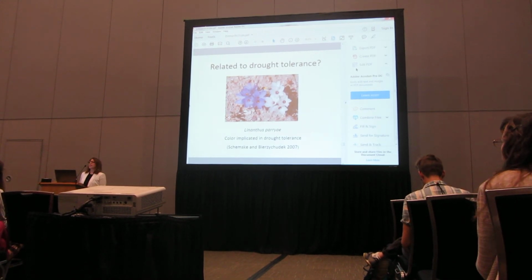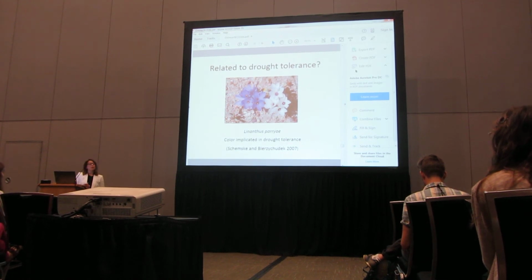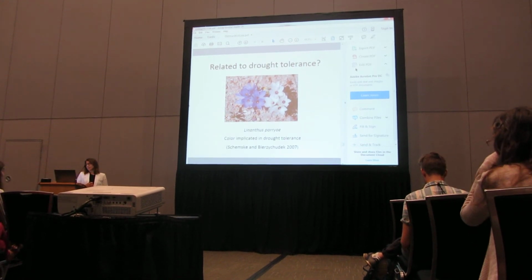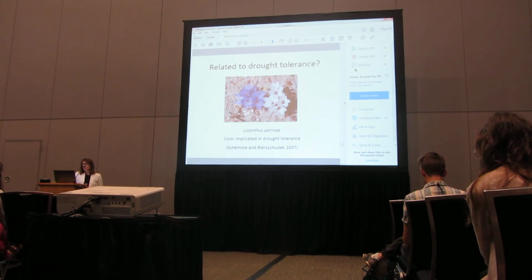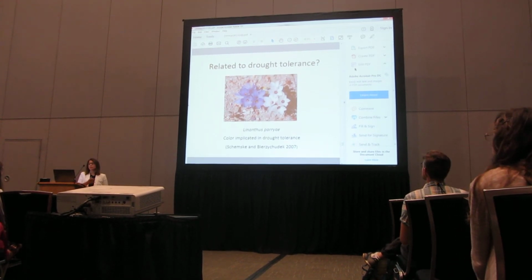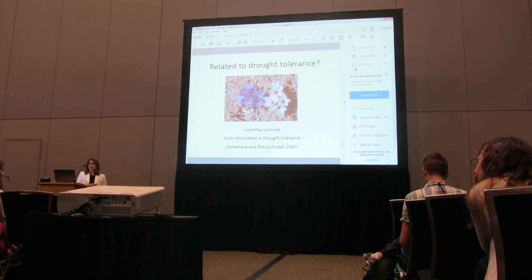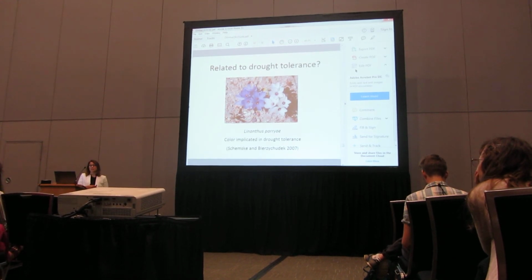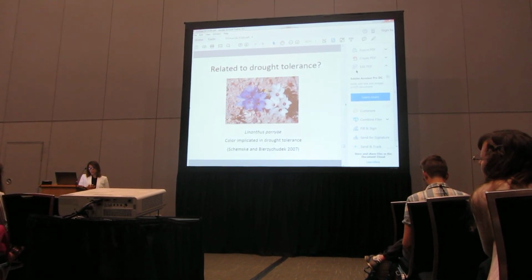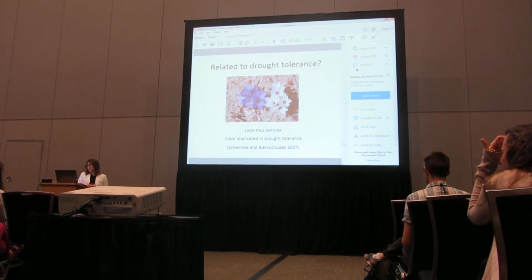So one possibility is that it's related to drought tolerance. A study on a species in a related genus, Linanthus perryi, found that color was implicated in drought tolerance. Here there are blue and white flowers, and pollinators do not have flower color preferences. Instead, the blue flowers did better in drought years, and the white flowers did better in non-drought years. So potentially a similar mechanism is going on in my system.